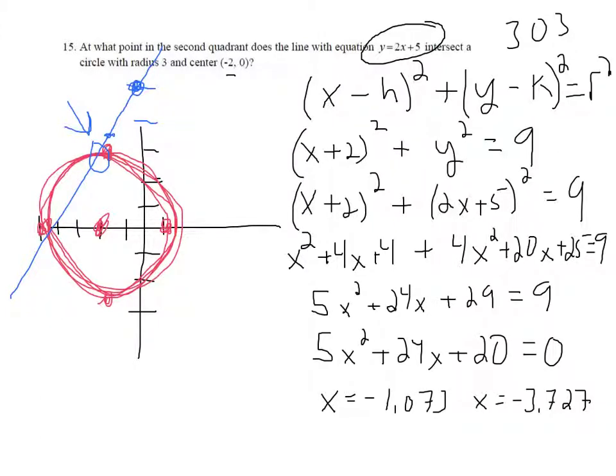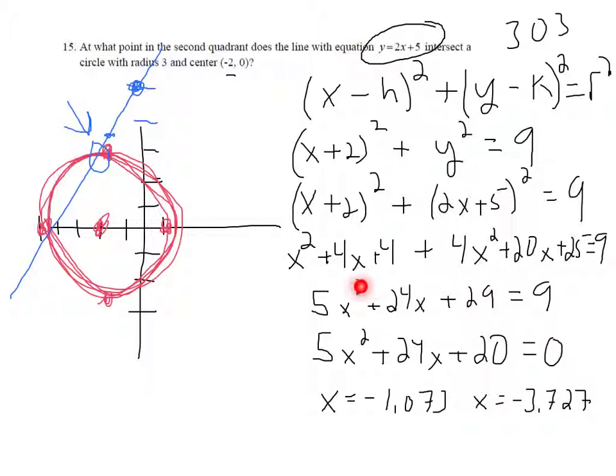So I expanded out this polynomial. Now what you've got to remember is you've got to FOIL. You've got a binomial squared, so that means you've got to FOIL it. You're not just going to write x squared plus 4. You've got to write x plus 2 twice and FOIL. And then I did the same thing with the 2x plus 5. Then I combined like terms.